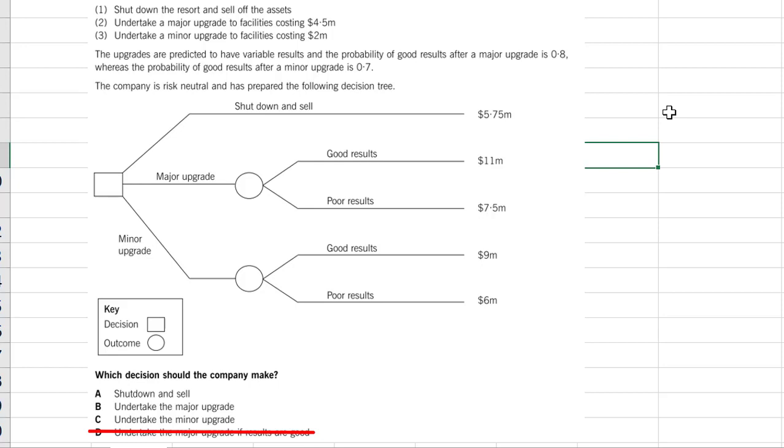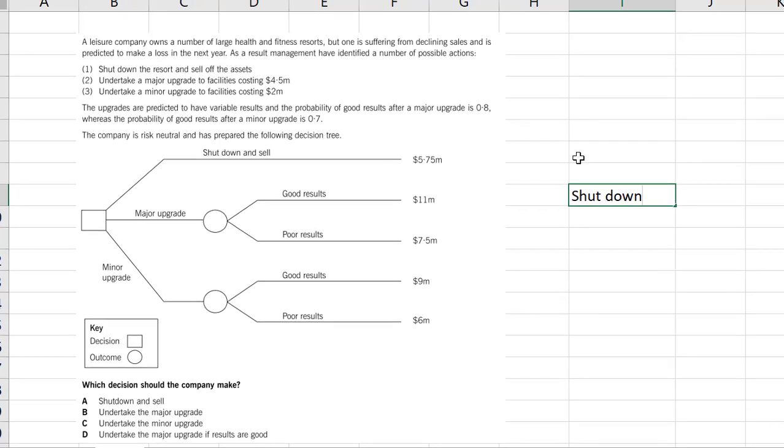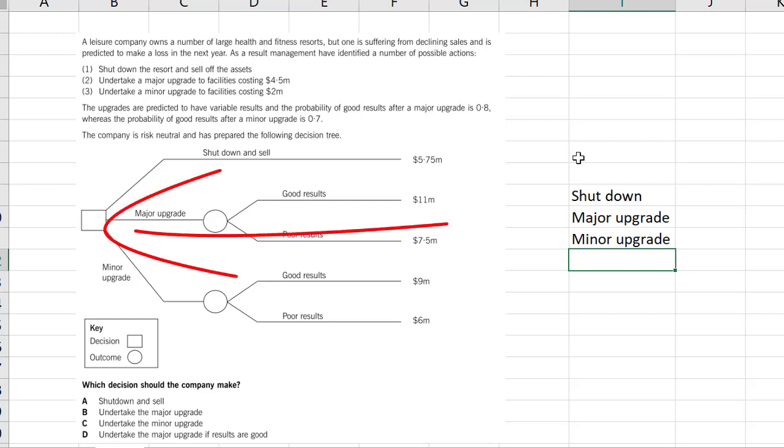It's expected values, right? It's the best expected value that we go with. And I want you to remember that decision trees are just an extension of the expected value concept. We're going to calculate the expected value of each branch, and that is how we will make our decision. So we're going to compare shut down and sell against the upgrades. All right, and now we're always going to be working from the right to the left. And when we get to an outcome, we need to find an expected value at that outcome.